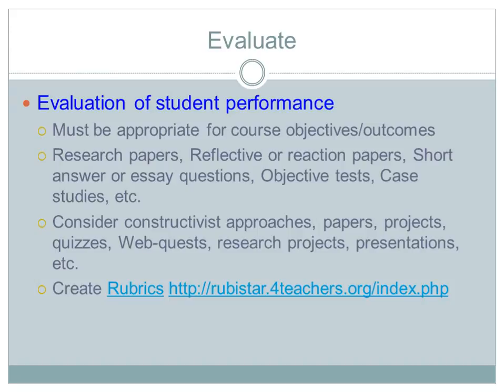You're going to need to go through the evaluation phase, and when you're evaluating student performance, you need to make sure that your evaluation methods are appropriate for course objectives and outcomes that you're trying to reach. Research papers, reflective or reaction papers, short answer essay questions, objective types of tests, case studies, all of these can be used as appropriate for the different types of objectives and outcomes. Those objectives and outcomes also have to be set for the level or type of course. Certainly, different types of outcomes and objectives are associated with graduate level education as opposed to undergraduate education, as an example.